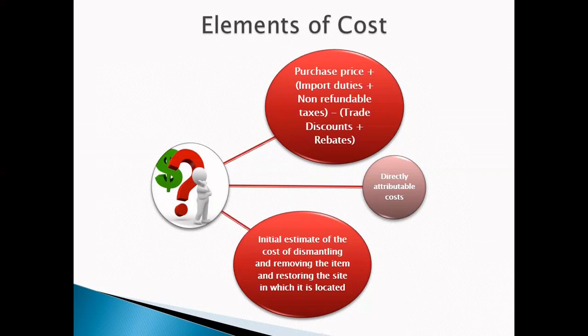And the third group is initial estimate of the cost of dismantling and removing the item. What it means is, suppose you have a machine that has a useful life of 15 years. After 15 years, we cannot use it as a machine, it's just a piece of junk, then we should remove it from our site. And we need to spend some money for the removal. So what we need to do now for the capitalization, we need to convert that removal expense after 15 years into present value today. And then that present value we need to capitalize.